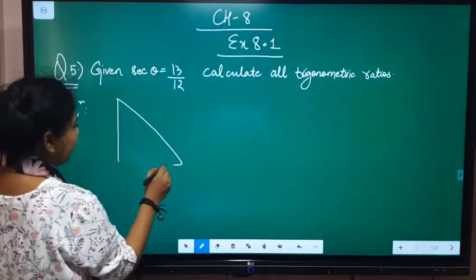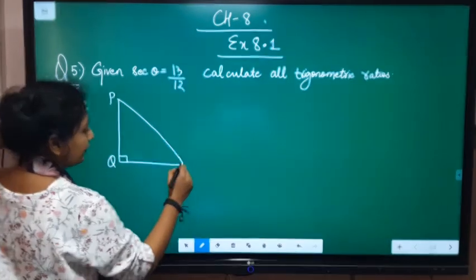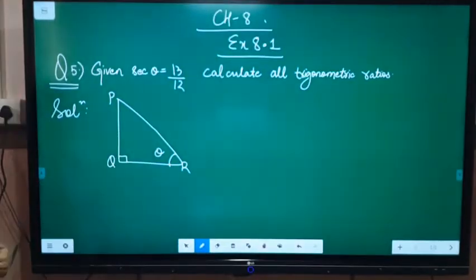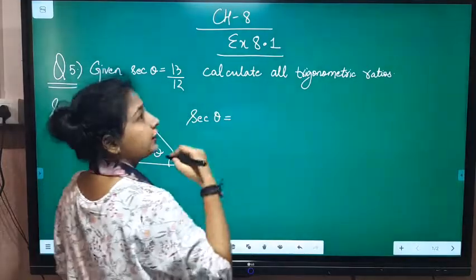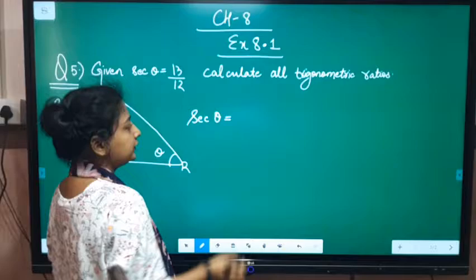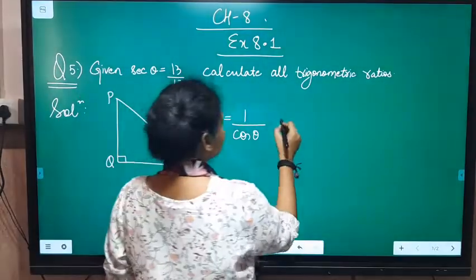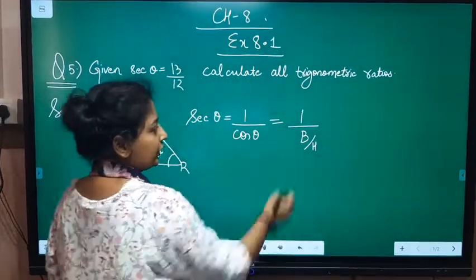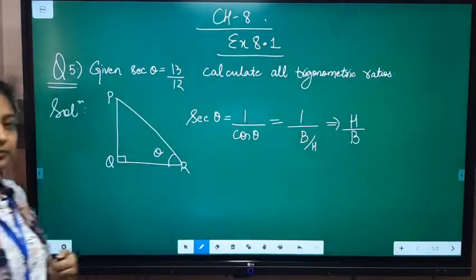First of all, we will draw a triangle. This is the 90 degree. Let's call this triangle PQR. Let me consider this angle as theta. We know what is sec theta. Sec theta is the reciprocal of cos theta and cos theta is base upon hypotenuse. This means sec theta equals 1 upon cos theta, so we can just write this as hypotenuse upon base.